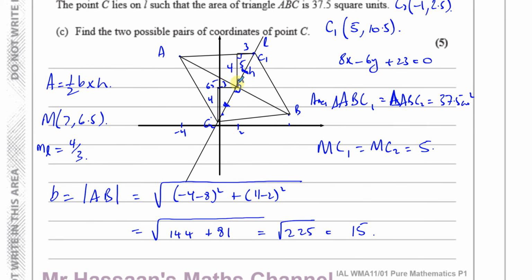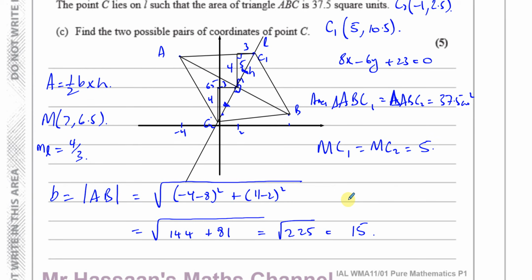As I said, one of the ways is by using the equation of a circle, because C1 and C2 are points on the circumference of the circle. They're both the same distance away from M. So you could take M as the center of the circle and 5 as the radius, and find the equation of the circle and find when it intersects the line L. But as I said, that's from P2.